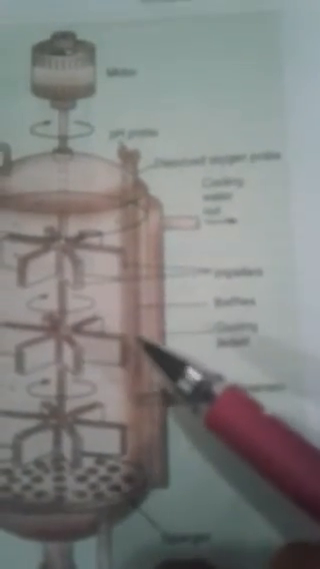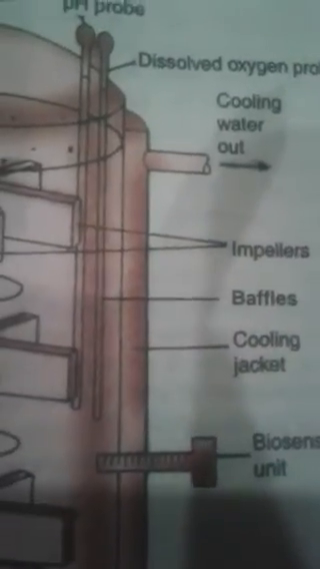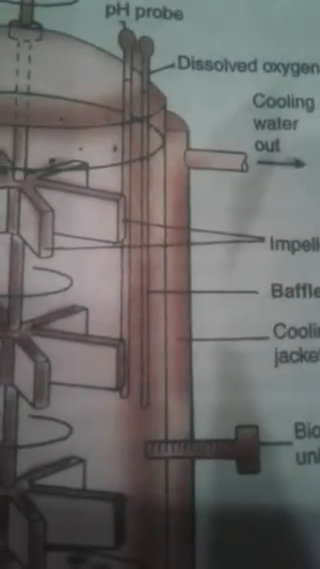Apart from this, there is one more component: baffles. What are these? These are actually metallic strips, about 1/10 of the vessel diameter, which are radially attached to the wall of the vessel. These improve aeration efficiency by increasing turbulence of the culture medium.